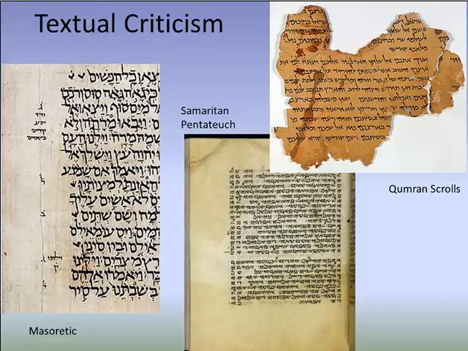Another witness that we have is the Samaritan Pentateuch. The Samaritans were a community that were really the leftovers of that exilic experience with the northern tribes. They kept and preserved a copy of just the first 5 books of the Old Testament. So we can compare the Samaritan Pentateuch to other witnesses and versions of the first 5 books of the Old Testament.